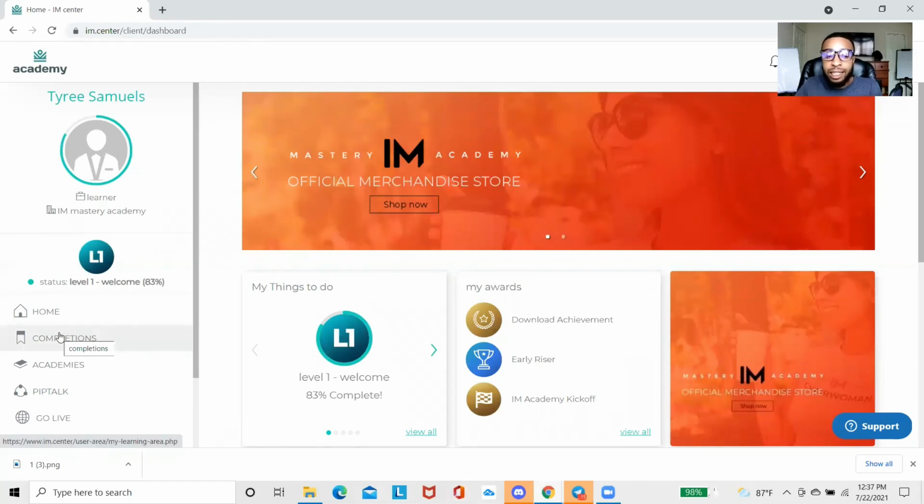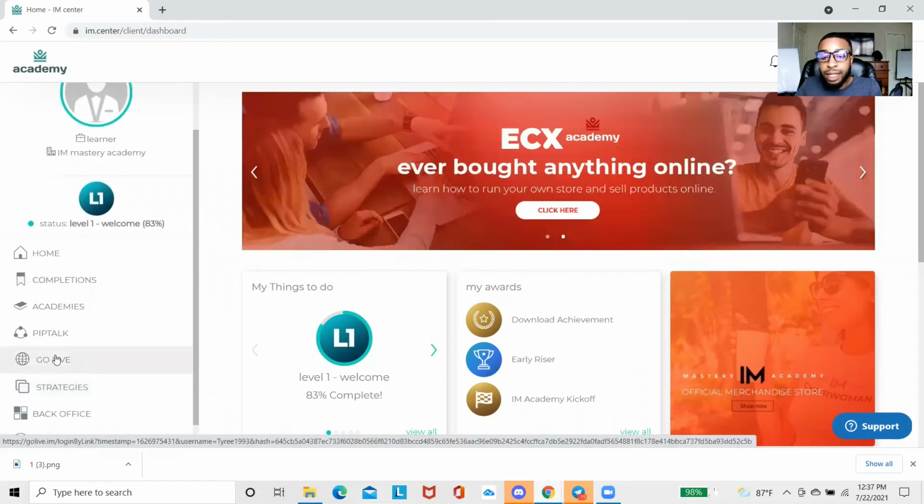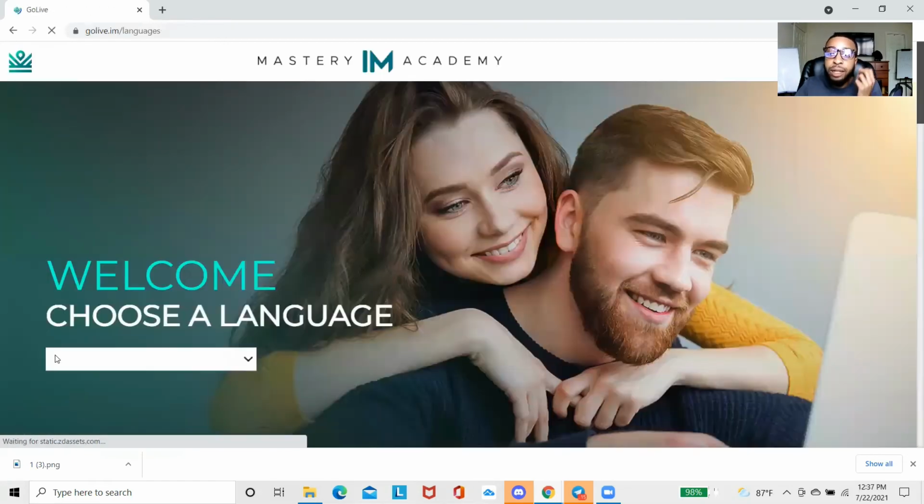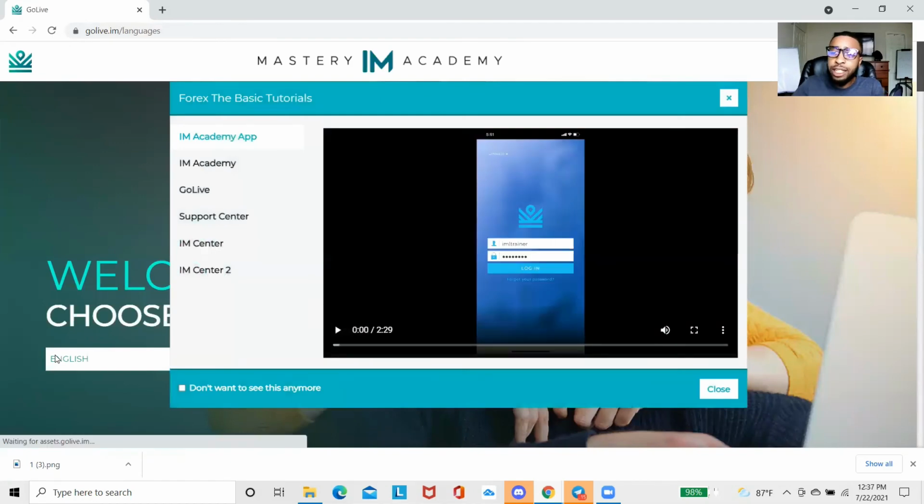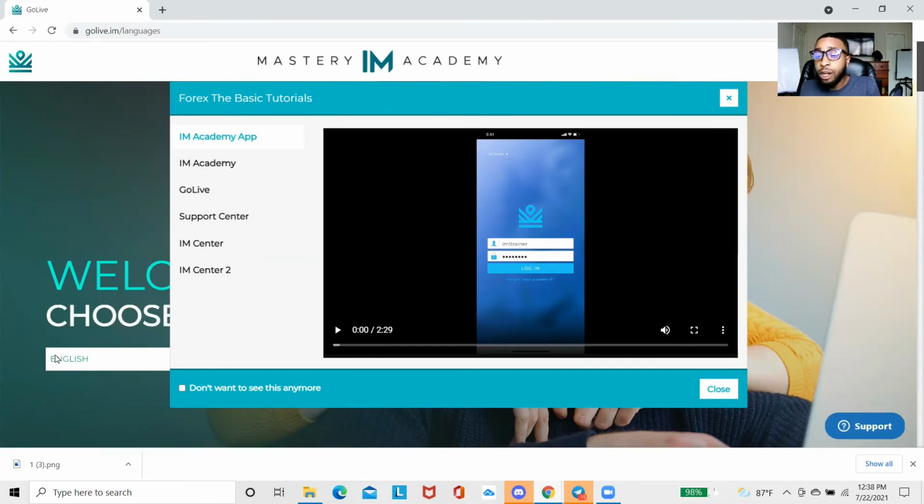And within im.center, you actually want to start off with go live. Okay. So I'm going to select where it says go live. Go live is actually going to bring me to a separate website, which if you just want to go directly to go live, you can hit golive.im and it'll bring you right here, right? So before you go any further, if you are new to go live, you definitely want to make sure that you tap into these Forex basics tutorial videos so you 100% know how to maneuver through the website.